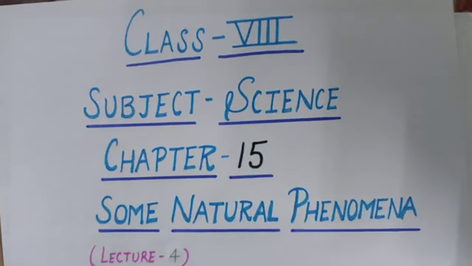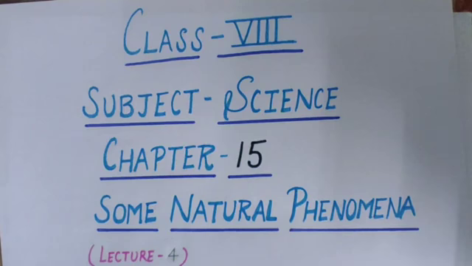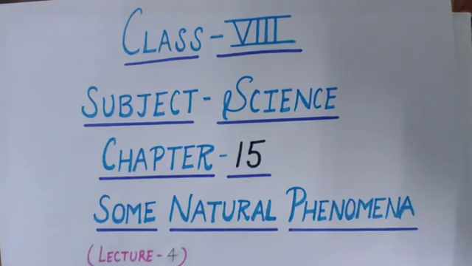We were studying chapter number 15, some natural phenomena. This is your lecture number 4. In the previous lecture, we learned how lightning is produced, the story of lightning and thunder, and we also learned about a safety device, lightning conductors, and the safety measures that have to be taken during lightning. Now in this lecture we will cover some more topics.